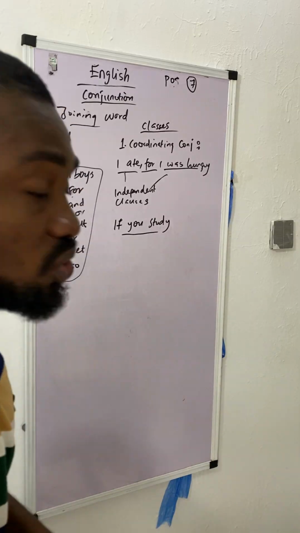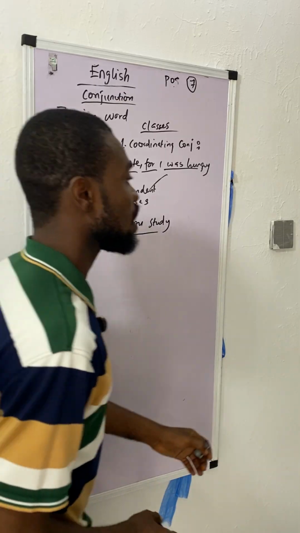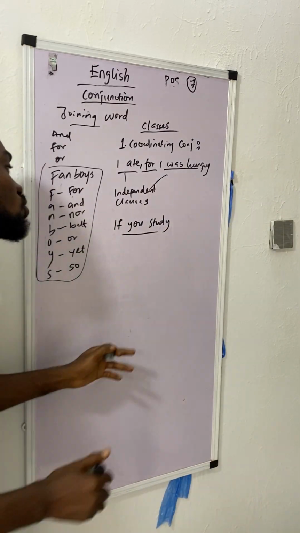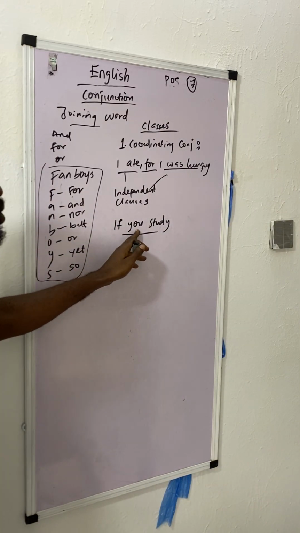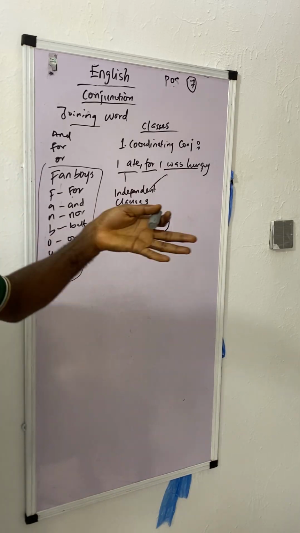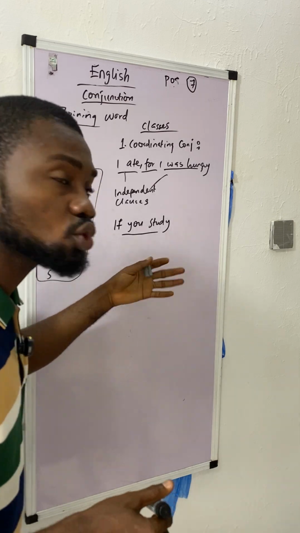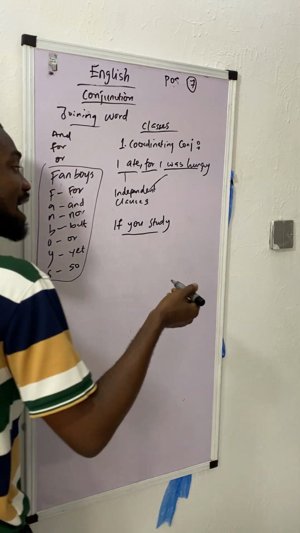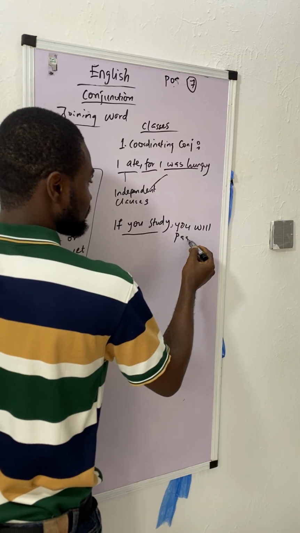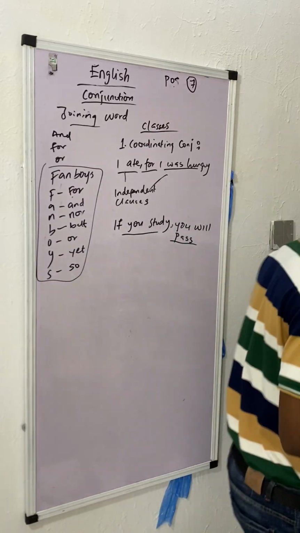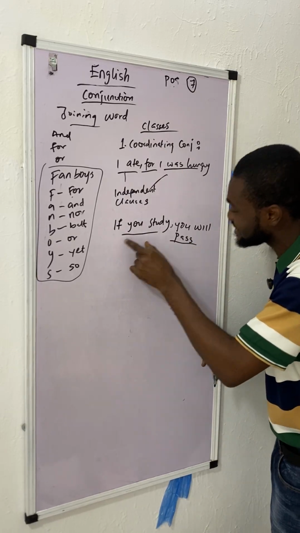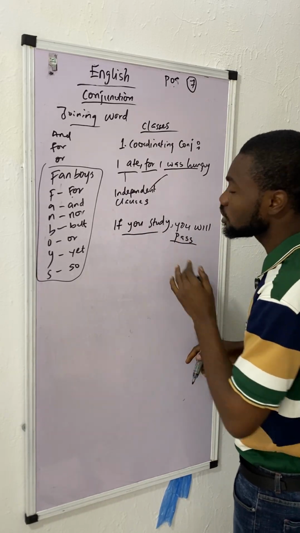If you study. You can't just walk up to someone and say, if you study, and walk away. No. That's why it's called a dependent clause. Study is a verb, and you is the subject. That's why it's a clause. If you study is dependent. It depends on another sentence to make sense completely. So we put another sentence here: you will pass. This one, you will pass, is an independent clause. It makes sense on its own, but the dependent clause needs the independent clause to make sense. If you study, you will pass.